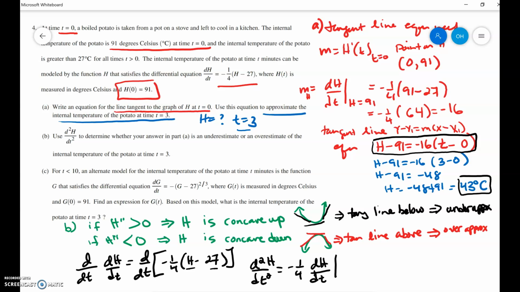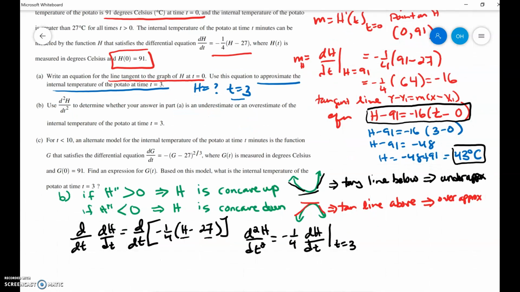And now I'm going to evaluate this at time t equals 3. That's what this bar means. Evaluate it at t equals 3. Okay, so if I want to evaluate this at t equals 3, well, then I have to figure out what dh dt is at t equals 3. Okay, so if I evaluate dh dt at t equals 3, when we evaluate this, we have negative 1/4 times h minus 27, which there's nothing to plug in for t, and I don't have the h.